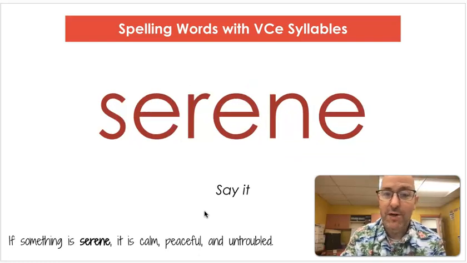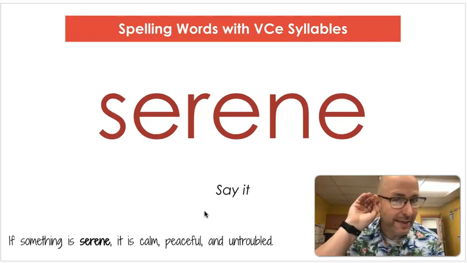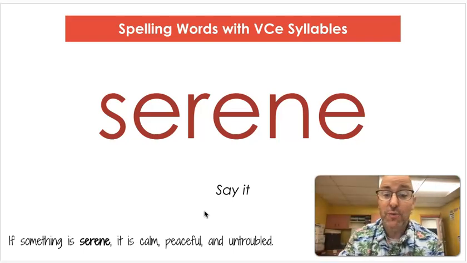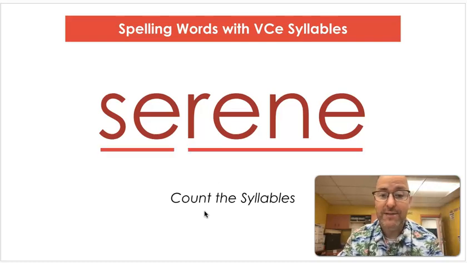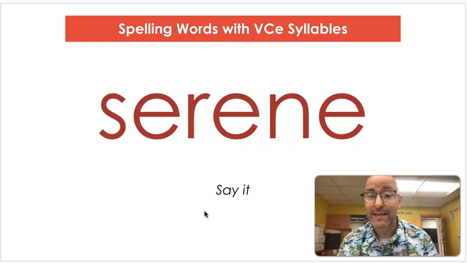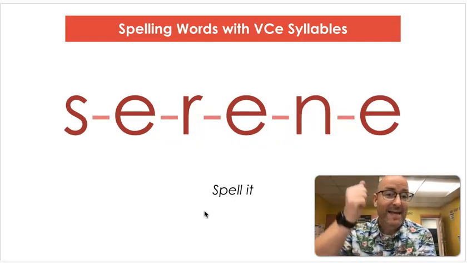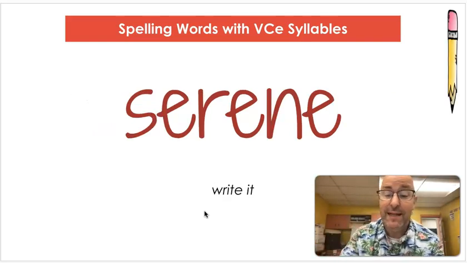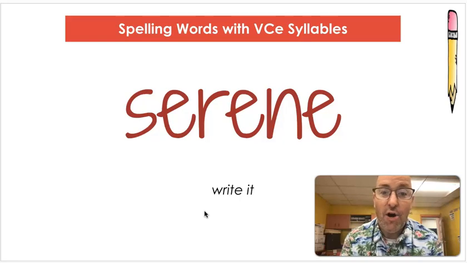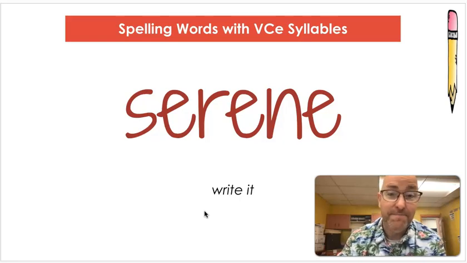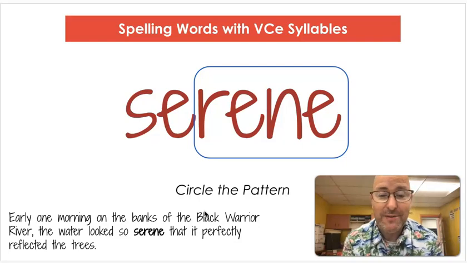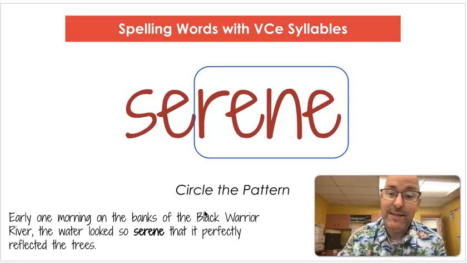The next word is serene. Say serene. If something is serene, it is calm, peaceful, and untroubled. Let's count the syllables. Serene. Let's spell it. S-E-R-E-N-E, serene. Let's write it. S-E-R-E-N-E. What's that last syllable? Reen, that's right. Early one morning on the banks of the Black Warrior River, the water looked so serene that it perfectly reflected the trees.